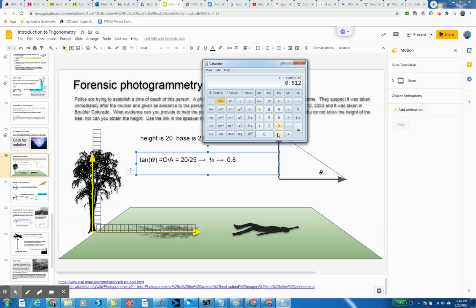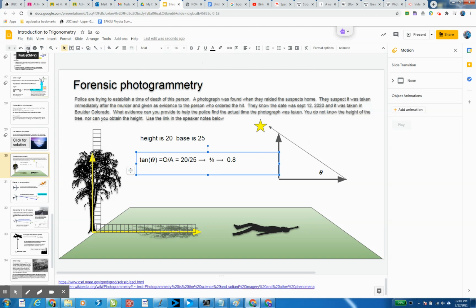The other one that can happen to you is this. 0.8, but you left your calculator in radian mode and you hit inverse and you get 0.67. So formulas don't have brains, you do. This triangle should be very close to 45 degrees. So the tan inverse is roughly 39 degrees. Okay?